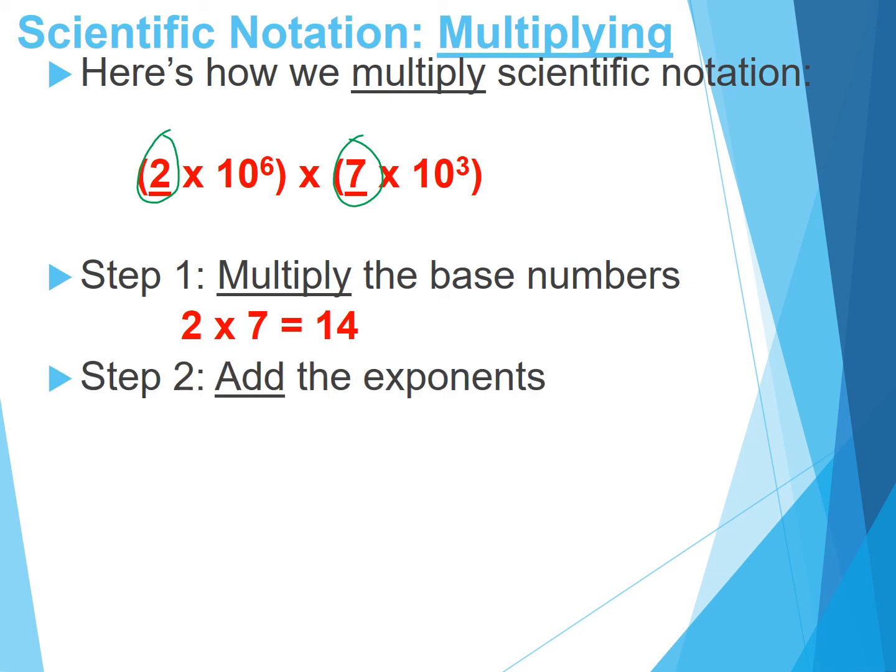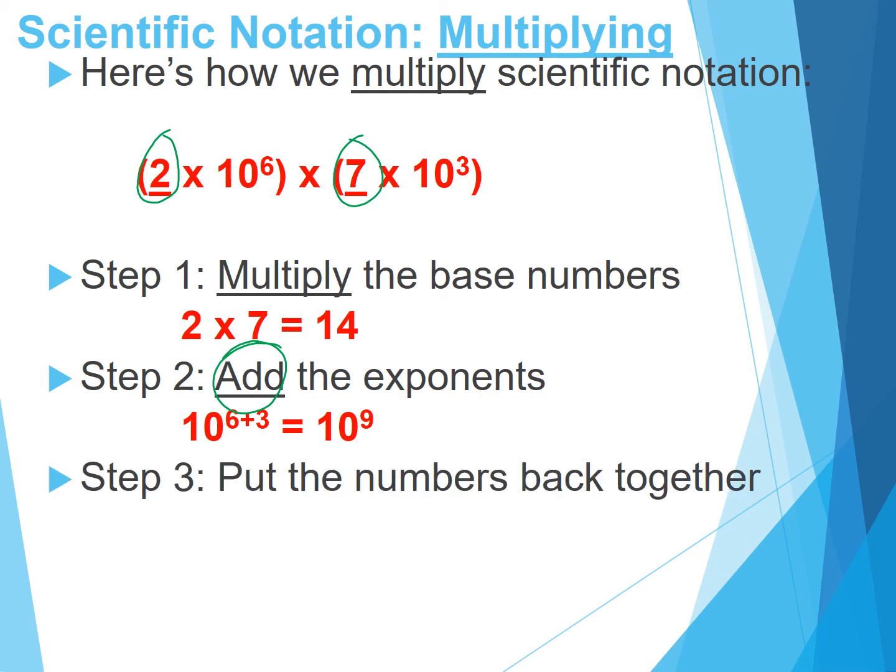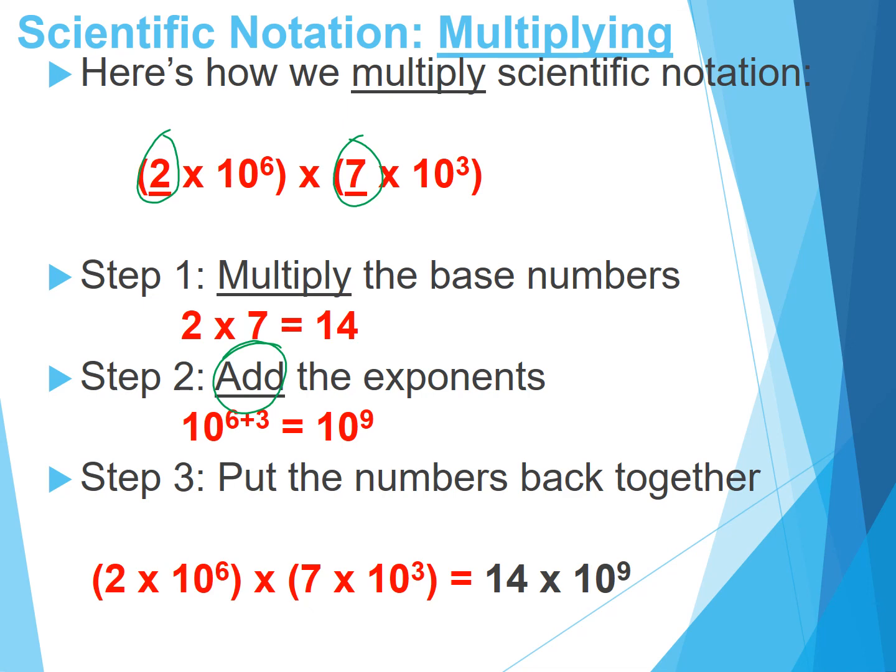Then our next step is to add the exponents. So when we multiply, we add. So we're going to have 6 plus 3, so that'll be 10 to the 9th. And then we put it all together, and that becomes 14 times 10 to the 9th. So when we multiply, we're going to add the exponents, but we just do the front part like normal.